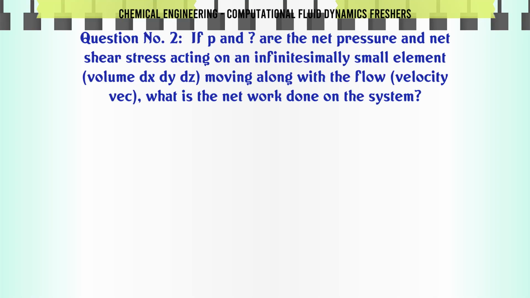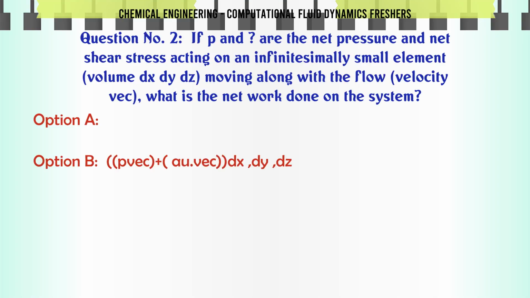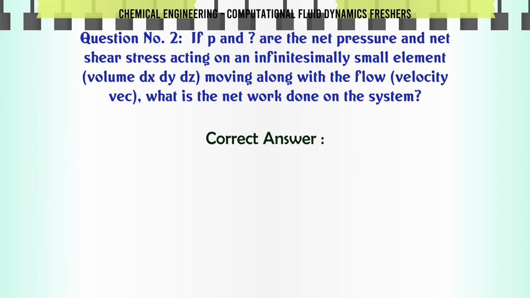If P and R are the net pressure and net shear stress acting on an infinitesimally small element volume dx dy dz moving along with the flow velocity v, what is the net work done on the system? A: ρ∇·v. B: v·τ·v dx dy dz. C: ρ∇·(v) ∇·(τ·v) dx dy dz. D: ∇·(τ·v) dx dy dz. The correct answer is ρ∇·(v) ∇·(τ·v) dx dy dz.